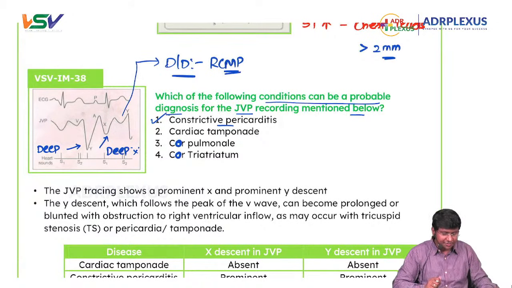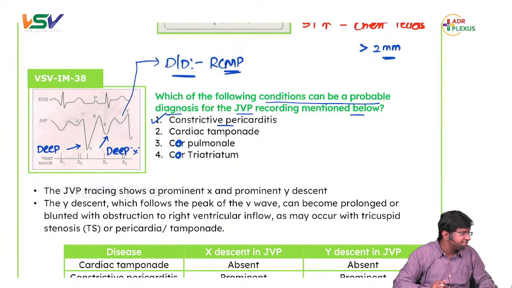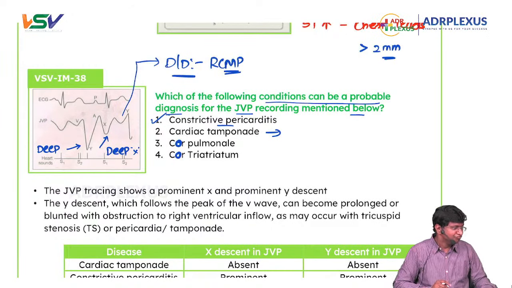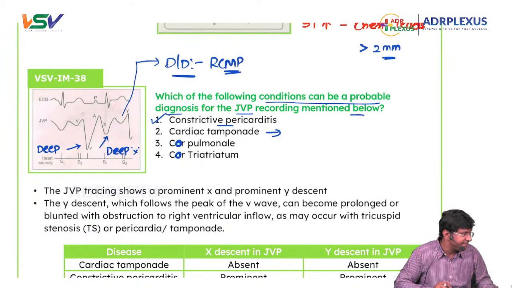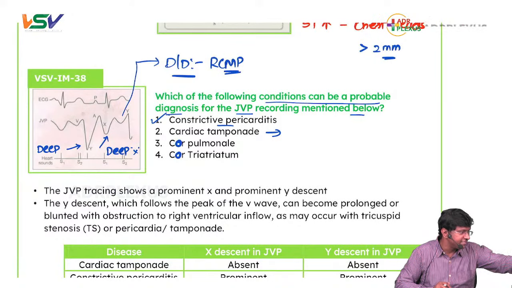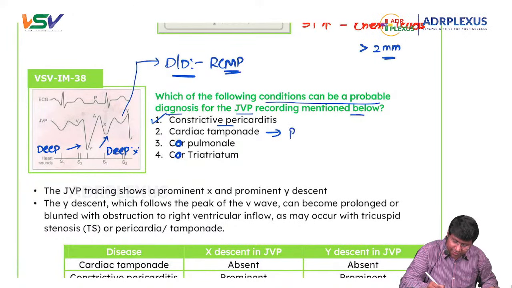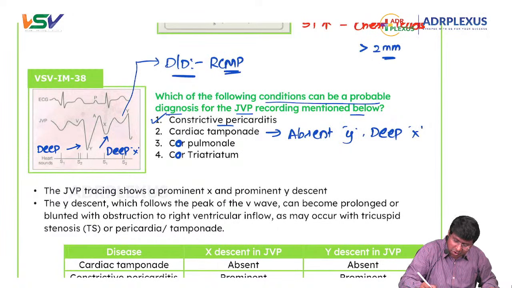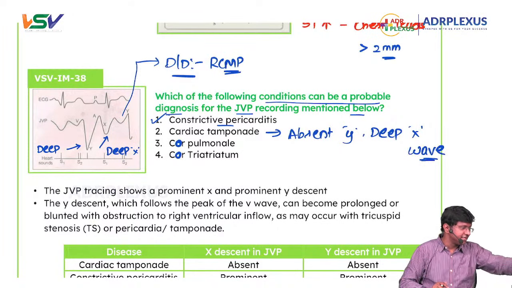So in restrictive cardiomyopathy you will have deep X as well as deep Y wave, right? Now in case of cardiac tamponade, what will be the JVP findings? Very good. You will have an absent Y wave, and you will have a deep X wave. So that is what you observe in cardiac tamponade, right?